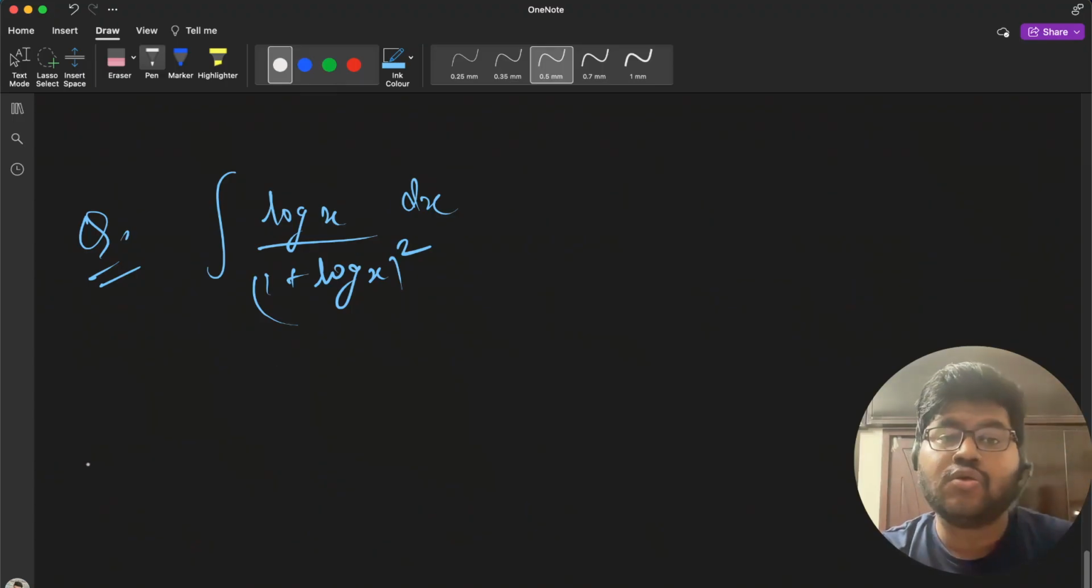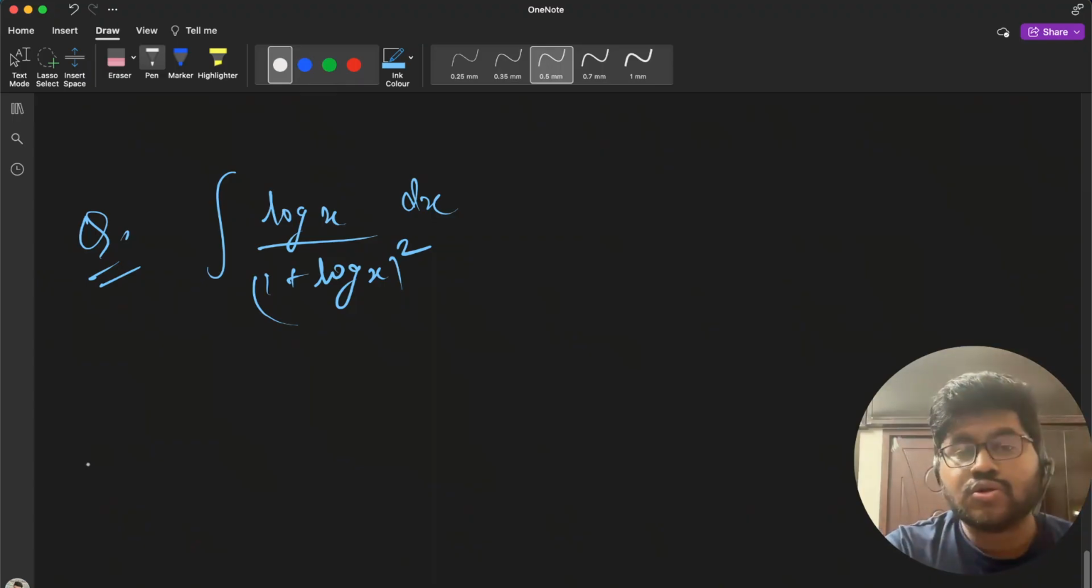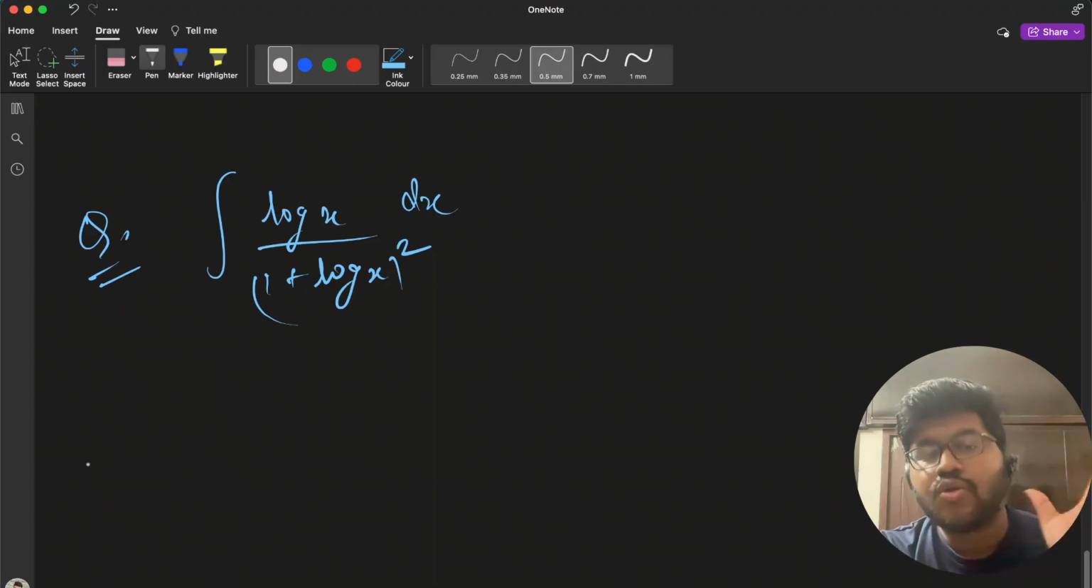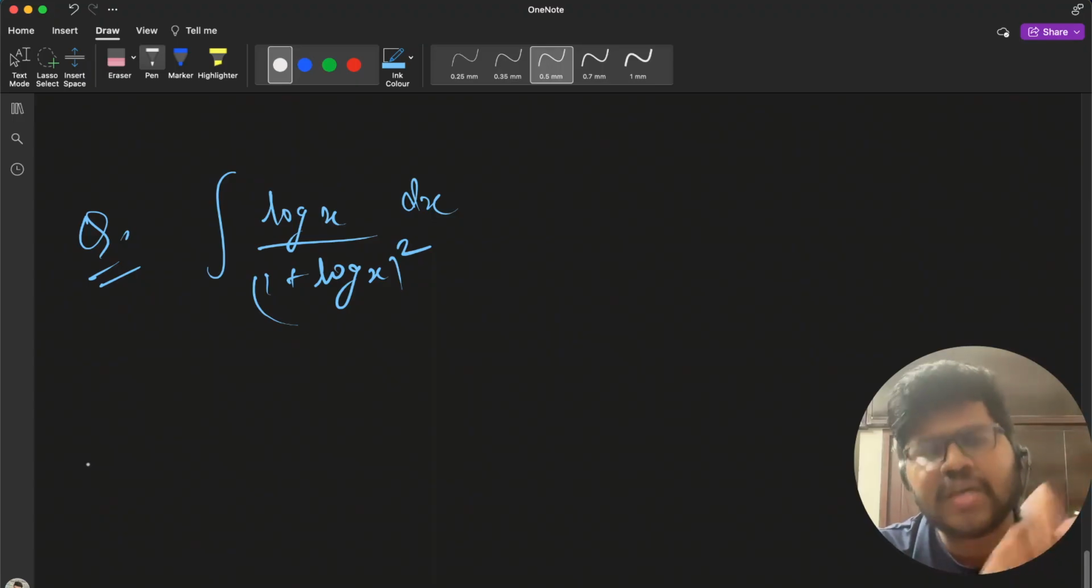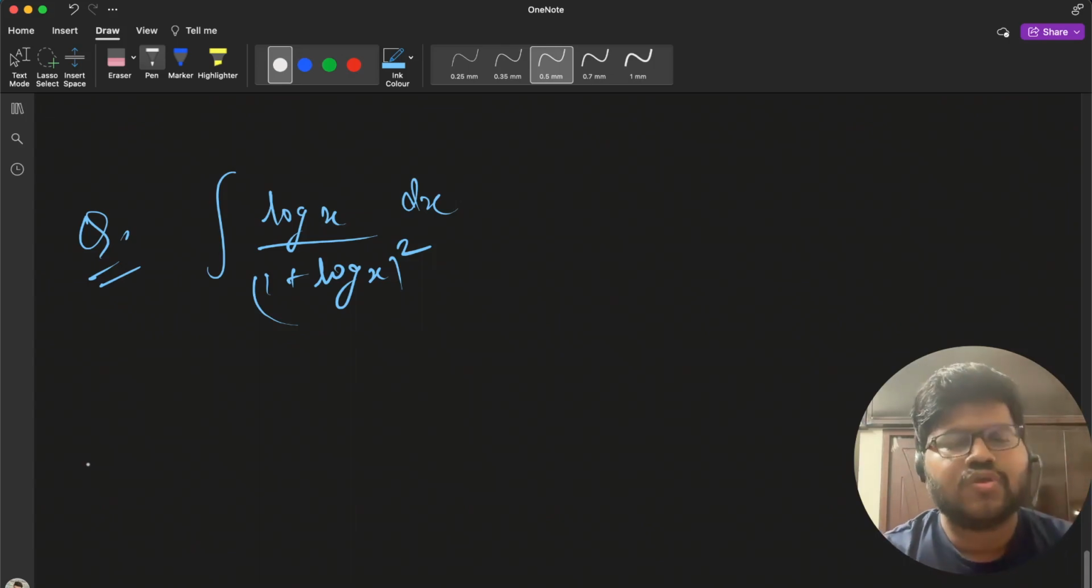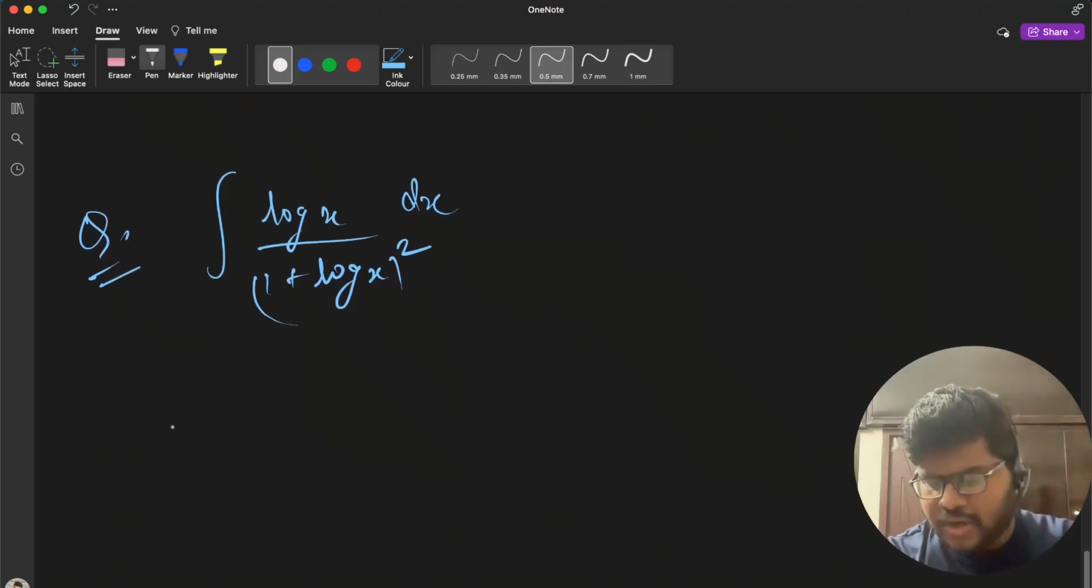You may ask whether we can apply the ILATE rule directly with the logarithmic function also. But if I see this function completely, it becomes very complex to understand and simplify the integration of the second function. So we have to put the function in such a form that the second integrable function is very easy and we can directly apply the ILATE rule.